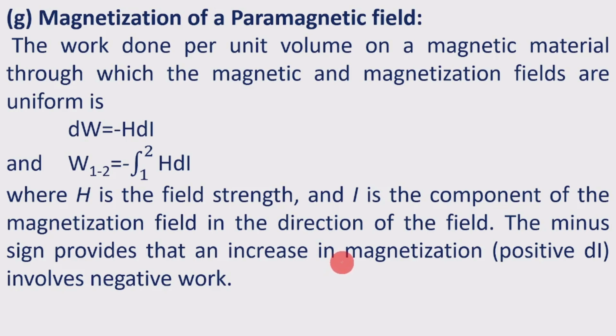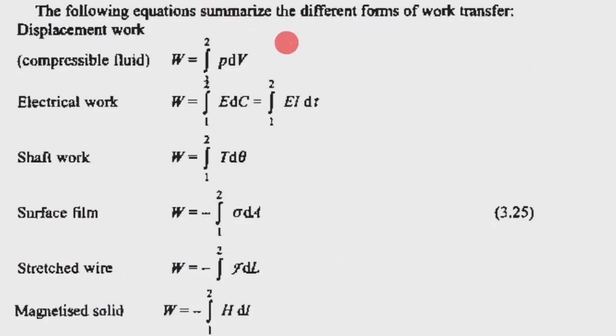Then these are the different types of the other work transfers, and their equations are consolidated here. The following equations summarize the different forms of work transfer. The first one is the displacement work for a compressible fluid. This can be taken as a flow work, that can be given as integral 1 to 2 of P dV. Electrical work W is equal to integral 1 to 2 of E dC, which is integral 1 to 2 of E I dt.